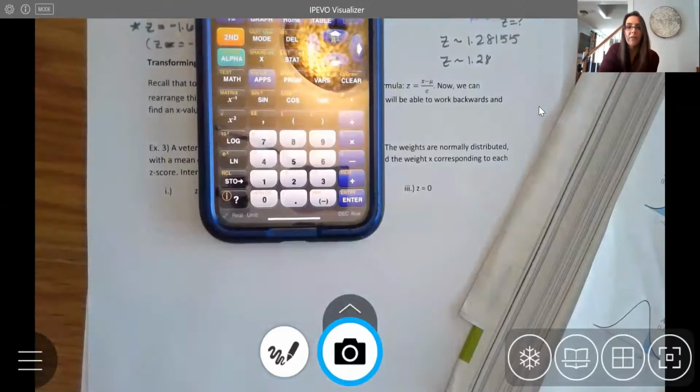So that's how we can find those z-scores. In the next video, we'll look at how to find x values.